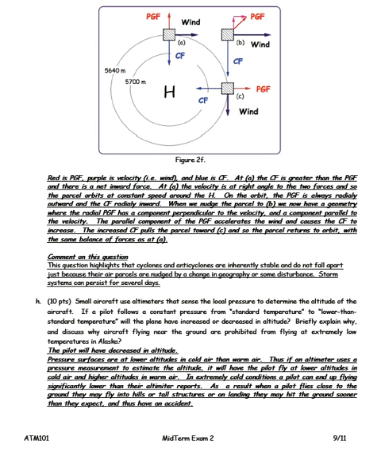The final question in problem 2H. Small aircraft use altimeters that sense the local pressure to determine the altitude of the aircraft. If a pilot follows a constant pressure from standard temperature to lower than standard pressure, will the plane have increased or decreased in altitude? Briefly explain why, and discuss why aircraft flying near the ground are prohibited from flying at extremely low temperatures in Alaska.